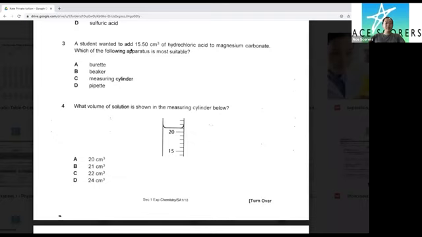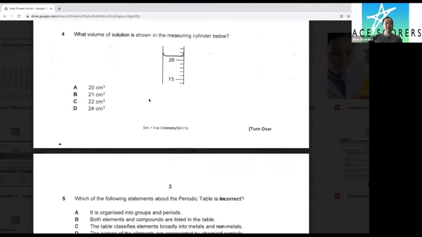Okay, so a student wants to add 15.50. Which of the following apparatus is most suitable to measure 15.50? So once again, it's a lab question. In the lab, you'll be shown what a burette, beaker, measuring cylinder, and pipette are. Right. So in this case, the answer is A, burette. The burette will be used to measure exactly 15.50. Okay, this one you can try.